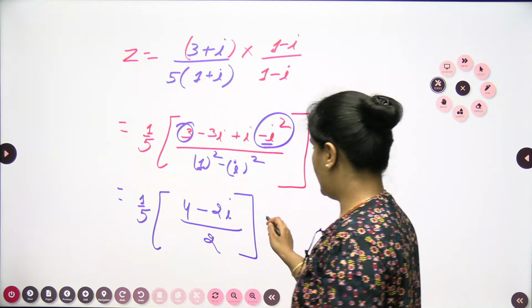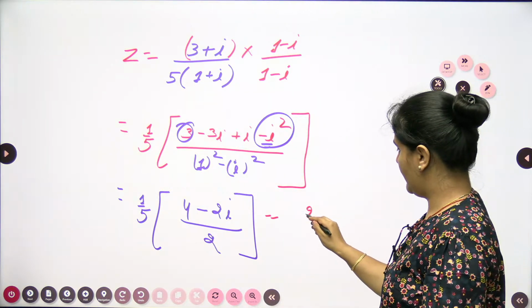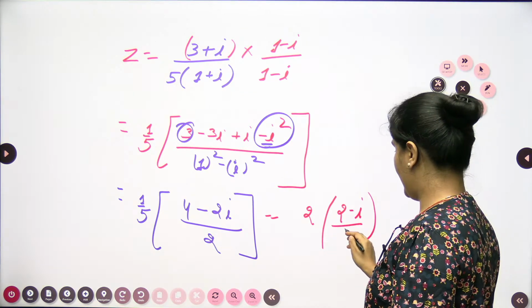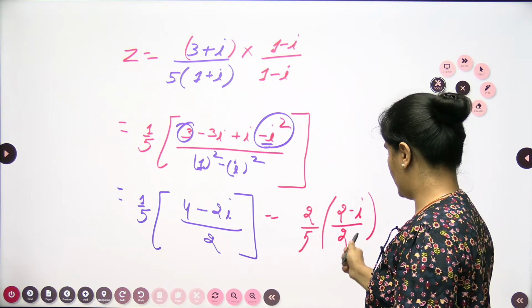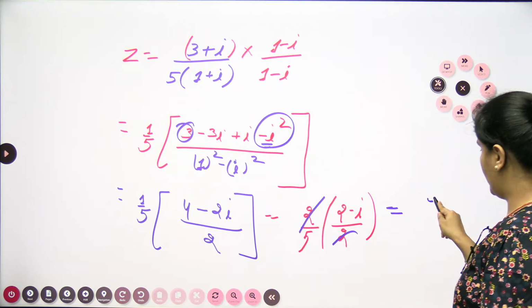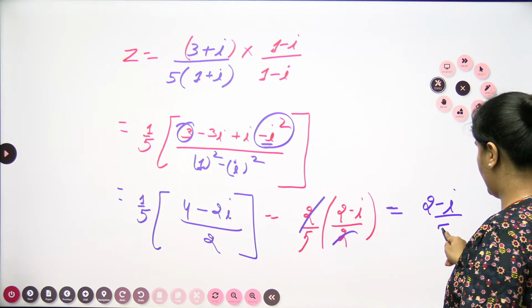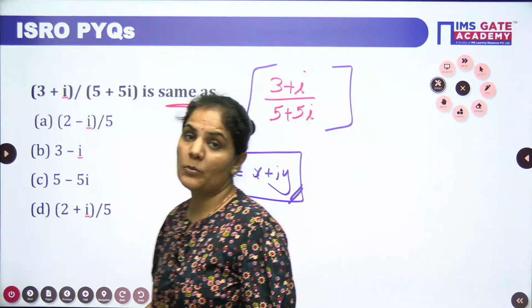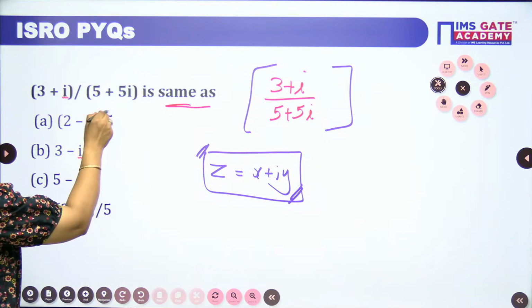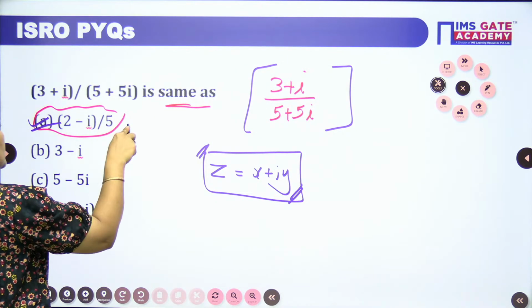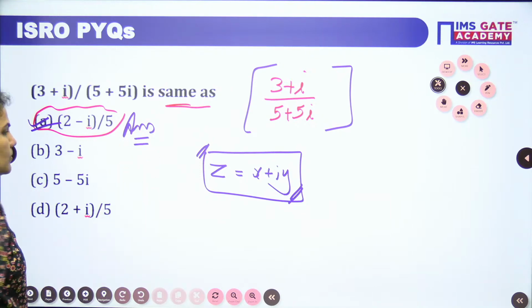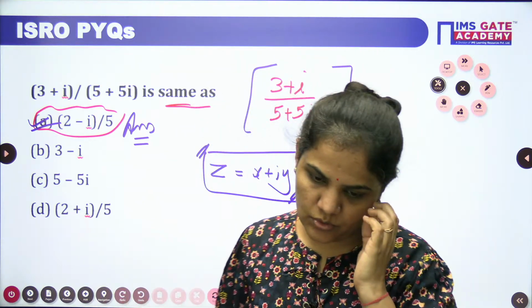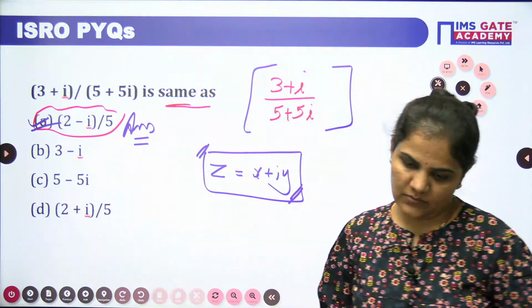Yeah, very good. So here what I can do, I can take 2 outside from the numerator. It will be 2(2 - i) divided by 2, and we are having 5 also. 2 and 2 will be gone. So my result is (2 - i)/5. Do I have an option like this? Yeah, I have. So my answer is option A. (2 - i)/5, dear students. (2 - i)/5. Very easily we can approach this one.